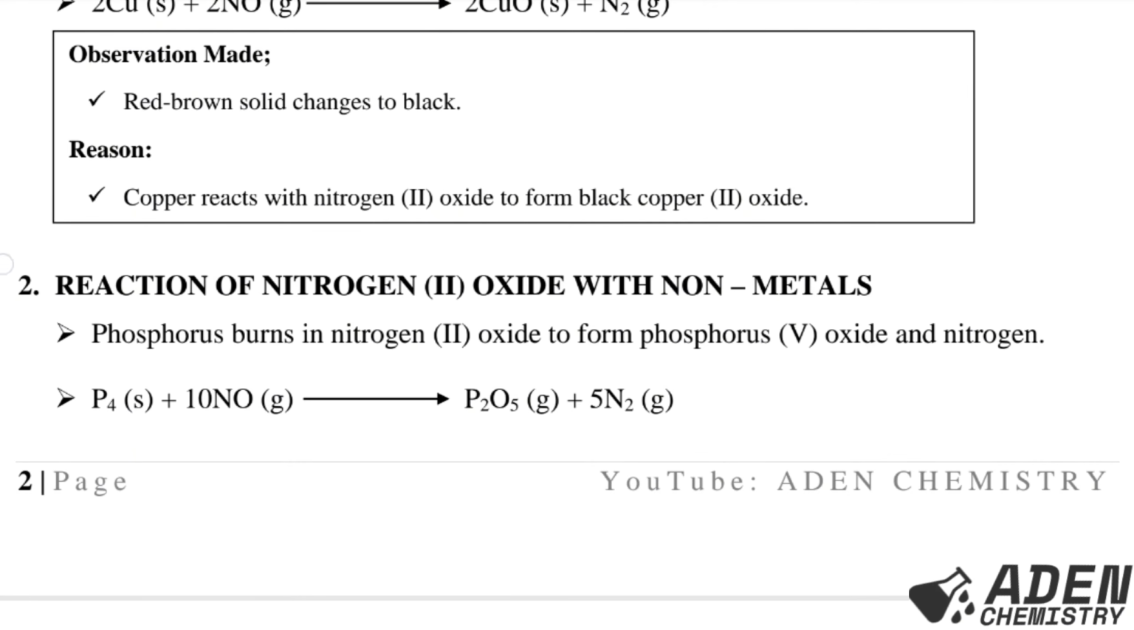The second chemical property of nitrogen(II) oxide is the reaction of nitrogen(II) oxide with nonmetals. Phosphorus burns in nitrogen(II) oxide to form phosphorus(V) oxide and nitrogen gas. The equation for that reaction will be phosphorus reacting with 10 moles of nitrogen(II) oxide gas, giving us phosphorus(V) oxide and also 5 moles of nitrogen gas.